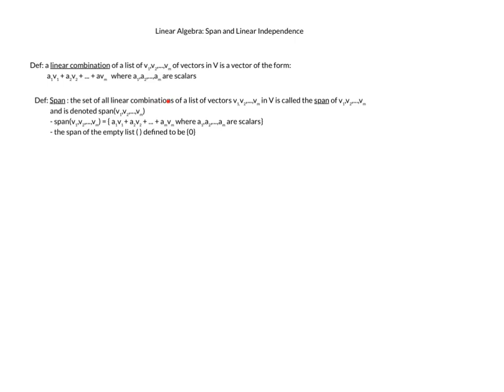The set of all linear combinations of a list of vectors v1 through vm in the vector space V is called the span of the vectors. It's denoted span and then the list of the vectors. So the span of the vectors, said a different way, is all these linear combinations, where the a sub i's are all scalars. So it's all possible ways you multiply the scalars times the vectors and add them together. And last, the span of the empty list is defined to be the 0.